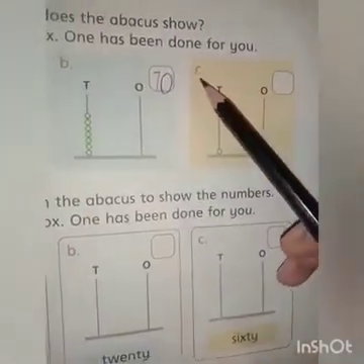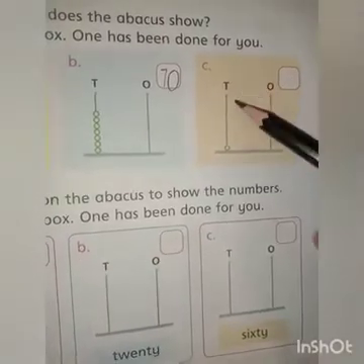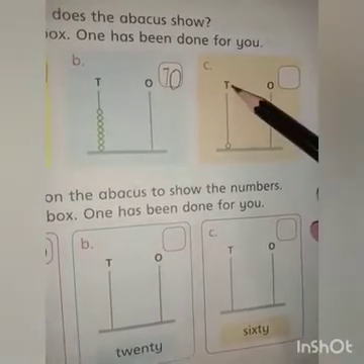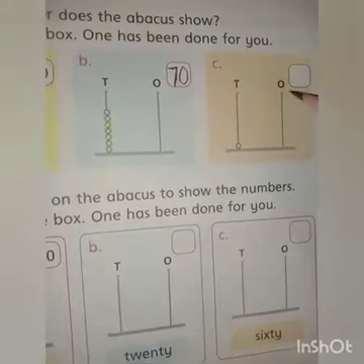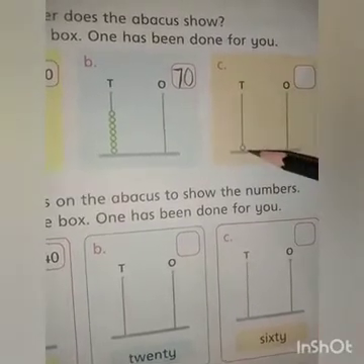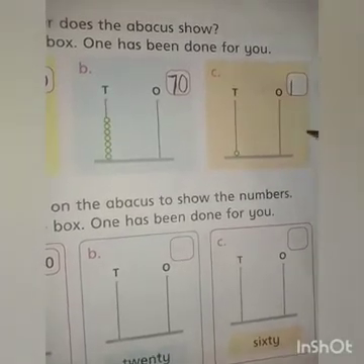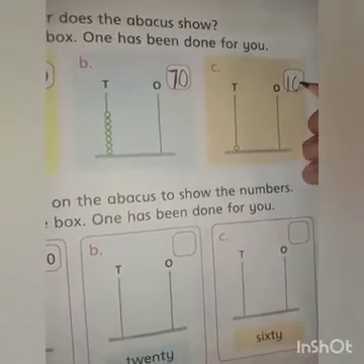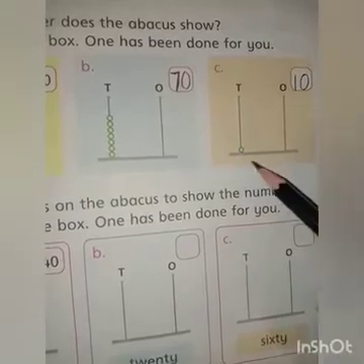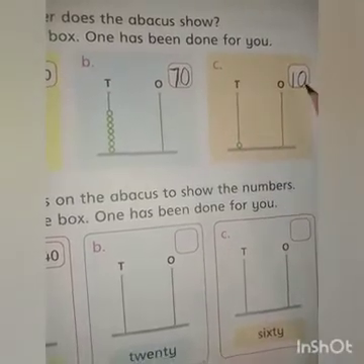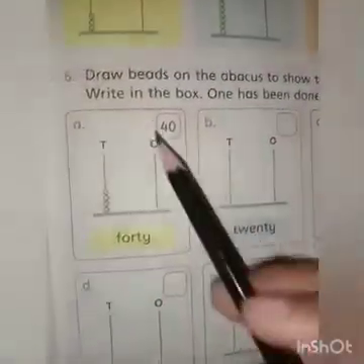Here we have point C. At point C, here we have only 1 bead at the tens rod and no one at the ones. We are going to write 1 in the box. Then 0 with 1. Students, 1 bead at the tens rod make the number 10. Go for the next one.